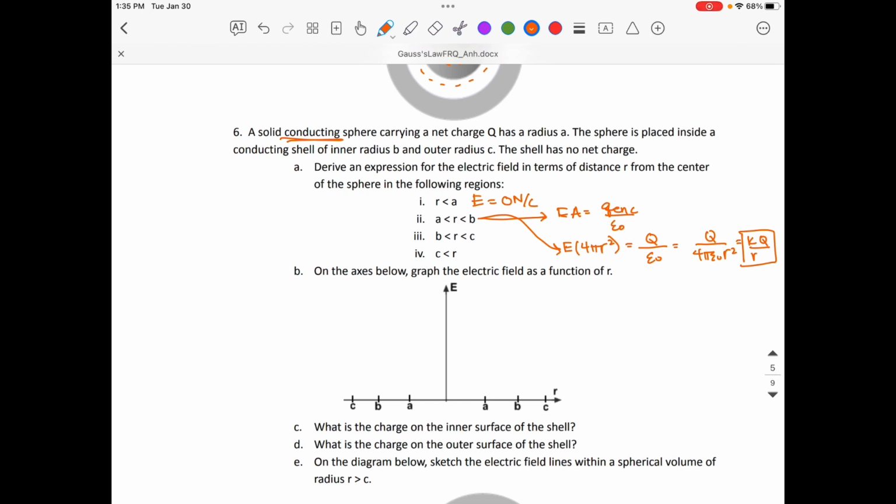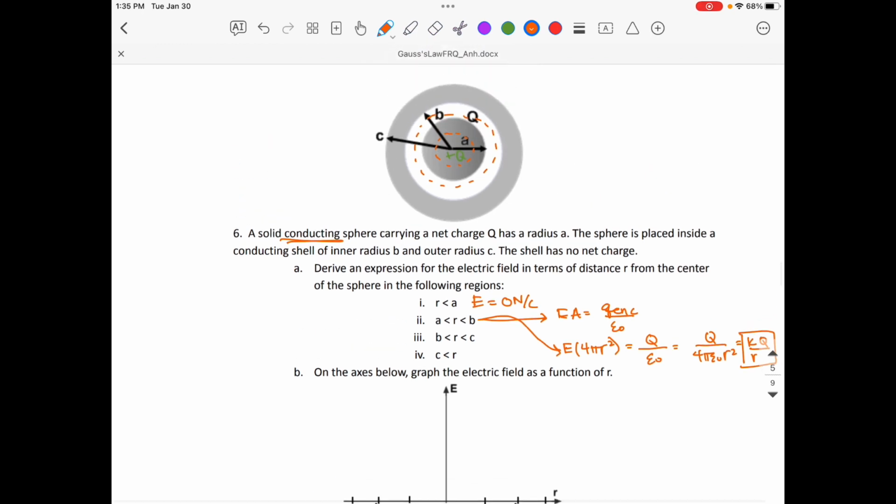The next part, if we look up here, and let me use a different color, we've got B is less than R, R is greater than B, but less than C, so this is our electric field here. We're also told that the shell is a conductor, and so as we stated in part 1, our electric field in conductors is 0.